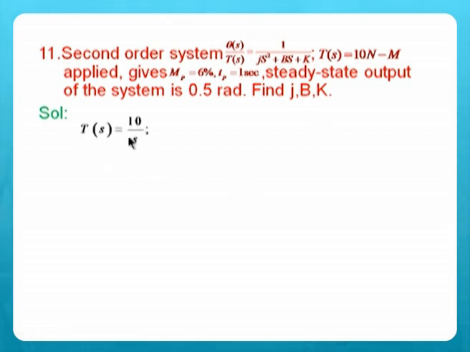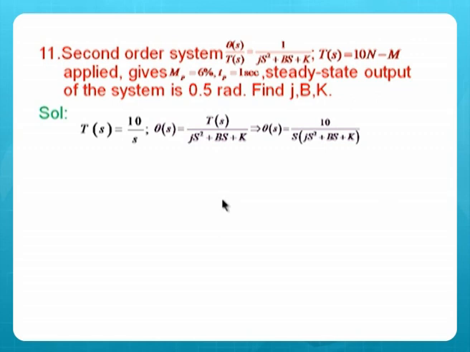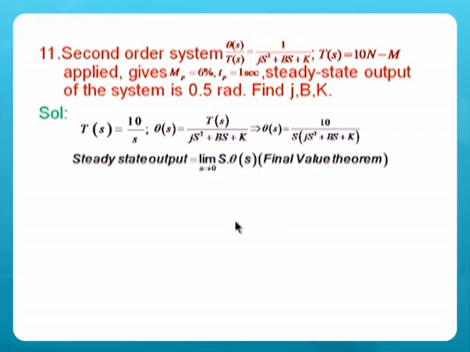So the input is given as 10. You can consider it as a step input. So the Laplace transform of the torque is 10 by S. And you can now see that theta of S is given by this function, because T of S is taken to the right hand side, and that is 10 by S, the torque Laplace transform, and the rest of the function as it is. Now the steady state output of the system is given as 0.5 radians.